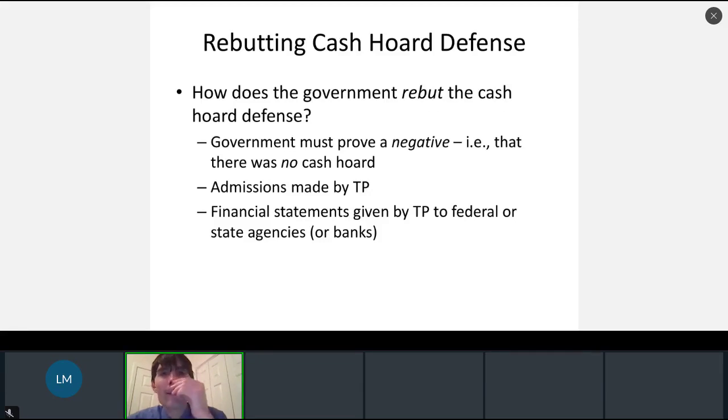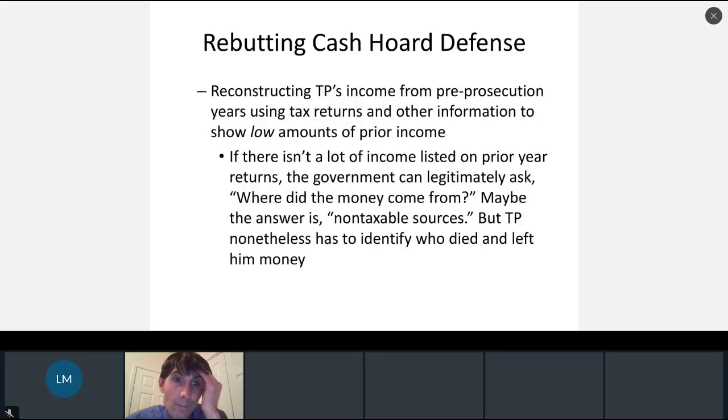How does the government rebut the cash hoard defense? Well, the government has to essentially prove a negative, that there was no cash hoard. They can do so by relying on admissions made by the taxpayer, and they can rely on financial statements given by the taxpayer to federal or state agencies. And this is again talking about rebutting the cash hoard defense: reconstructing the taxpayer's income from pre-prosecution years using tax returns and other information to show low amounts of prior income.